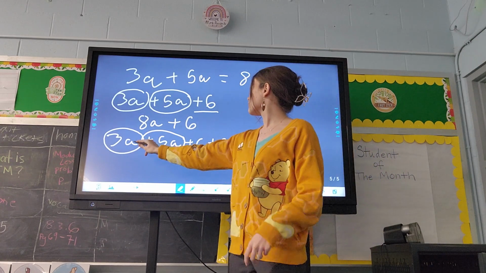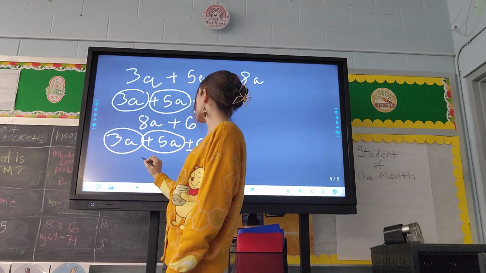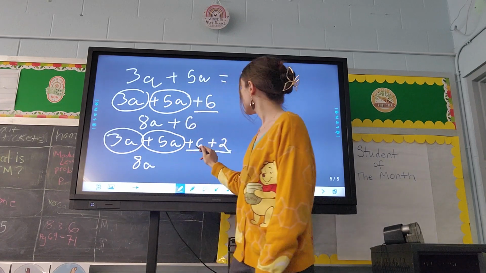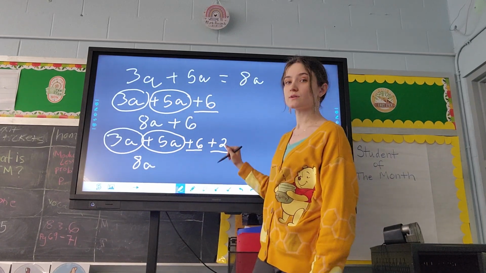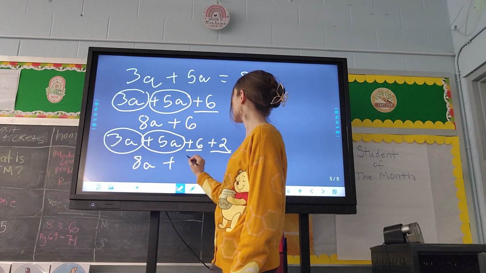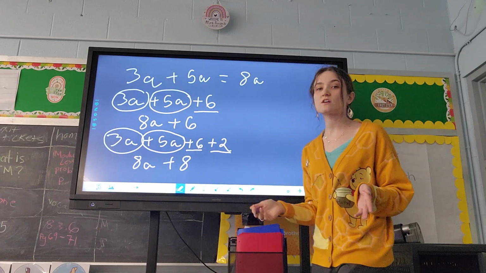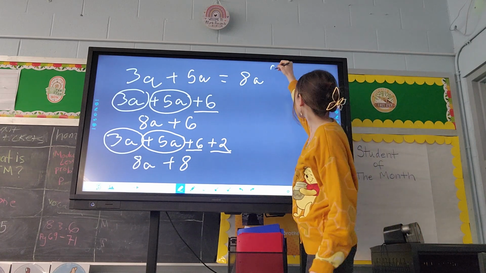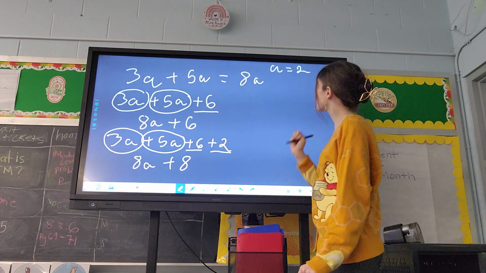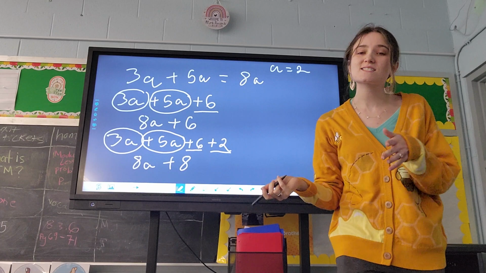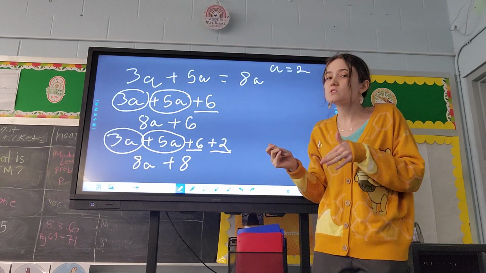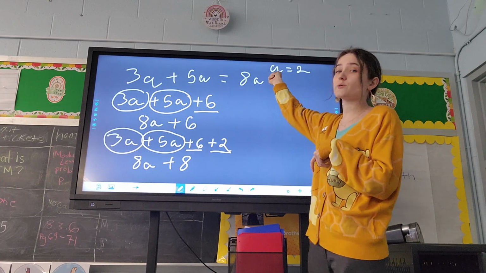So, 3a plus 5a is going to be 8a. 6 plus 2 is going to be 8. So that's going to give me 8a plus 8. But what if we knew that a equals 2? What if we're told? This is something called substitution, or I like to say plug and chug. Substitution is where you know the value for a variable.